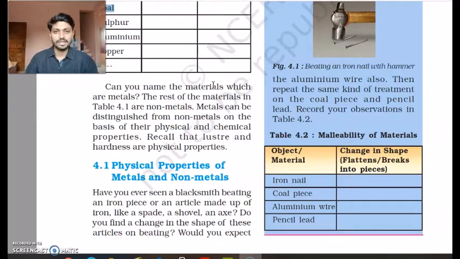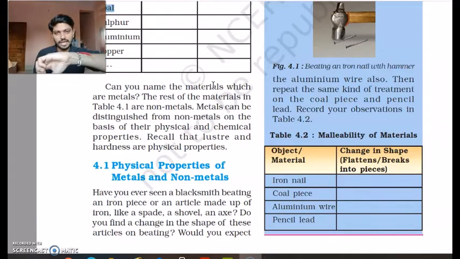You might have wondered that if you take a piece of nail and you hit it with a hammer very hard, the shape of the nail will get changed. But does the same thing happen with a piece of coal? No, right? If you try to hit a piece of coal with a hammer, it will break into several pieces. Taking another example of wood. Again, wood is very solid. It is again very hard.